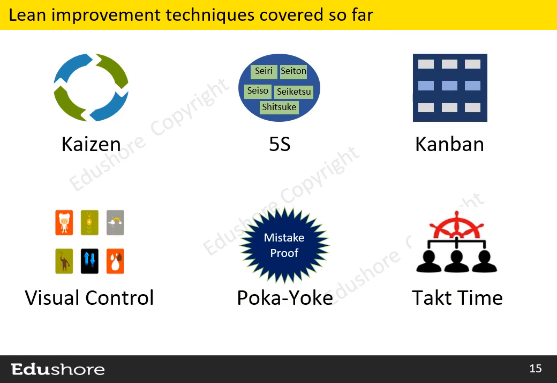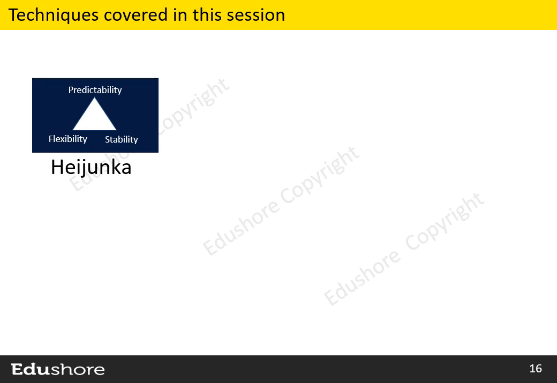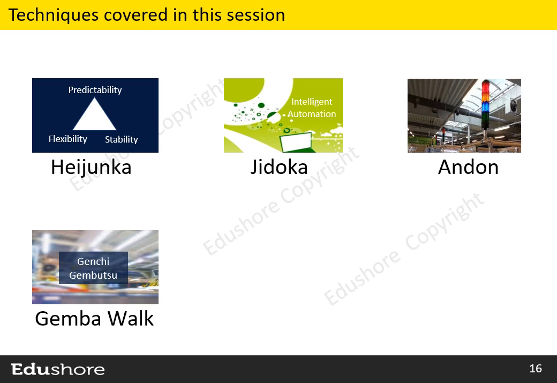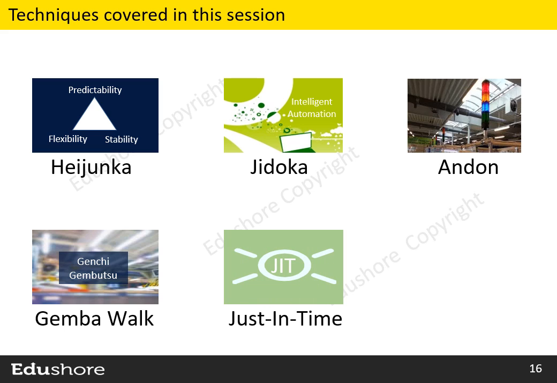So far, we have completed the following improvement techniques of Lean: Kaizen, 5S, Kanban, Visual Control, Poka-yoke, and the workload balancing using Tact Time. In this session, we will see the remaining improvement techniques, which are as follows: Heijunka, Jidoka, Andon, Gemba Walk, Just in Time, and Toyota Production System.